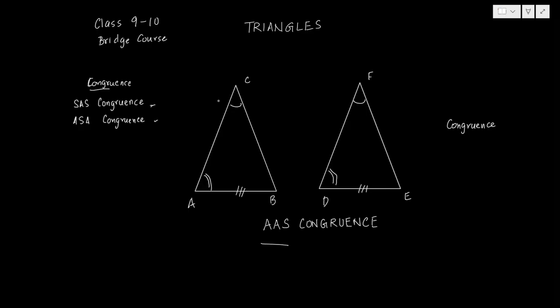In AAS congruence, you have two angles and the side next to them equal. So here, let us say angle C equals angle F. Angle C from the first triangle is equal to angle F from the second triangle. And angle A from the first triangle is equal to angle D from the second triangle.